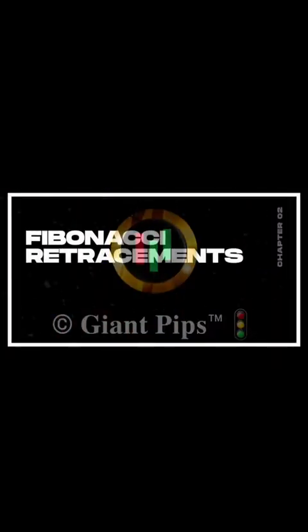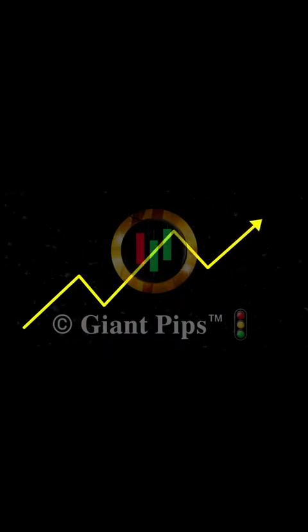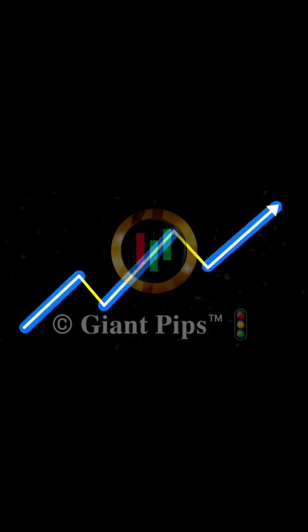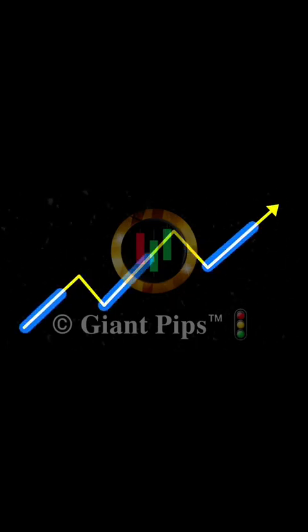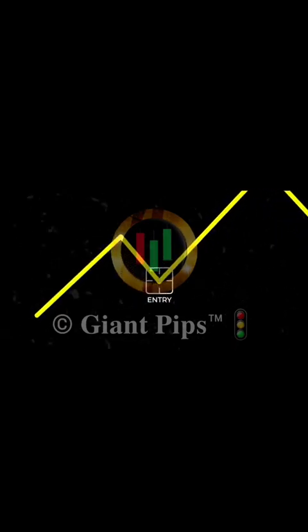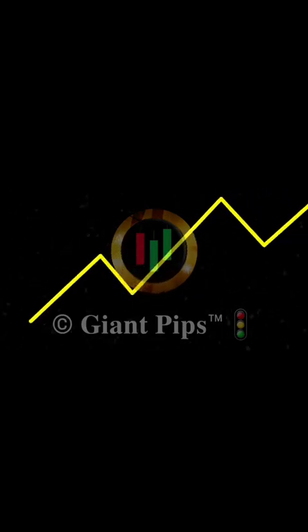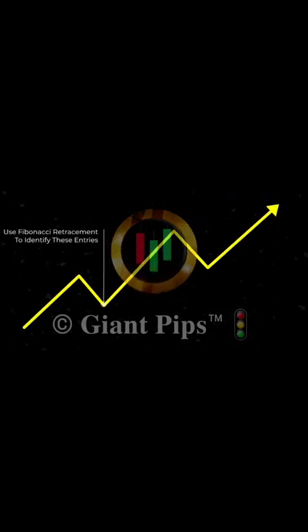Let's now understand the Fibonacci retracements. During a trending market, the price generally moves in a zigzag pattern. We have strong moves in the direction of the trend, followed by pullbacks. These strong moves in the trend's direction are also called impulsive moves. An ideal entry can be made at the end of a pullback and the start of an impulsive move. The Fibonacci retracement tool helps us to identify these entries.